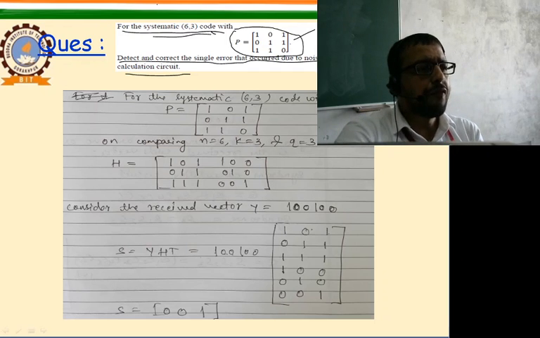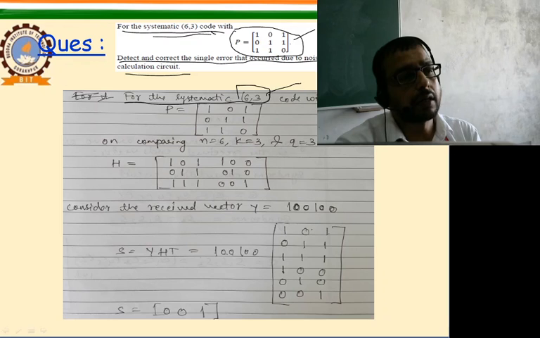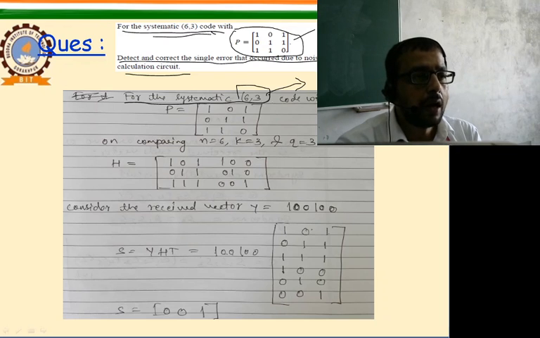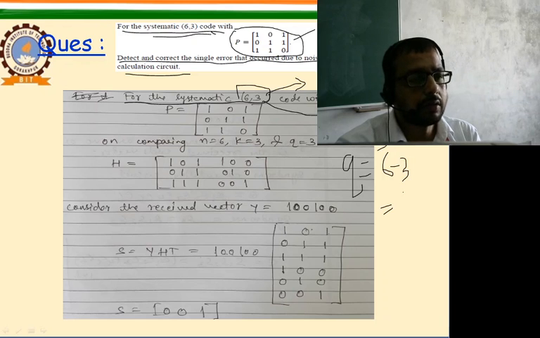Okay, now for the systematic code, the solution part. The solution for the systematic code (6,3): first of all we have to calculate n, k, q. These are the three parameters. N is 6 on comparing, k, the number of message bits, is 3, and finally q, the number of check bits, is 6 minus 3, that is n minus k, and here we get 3.